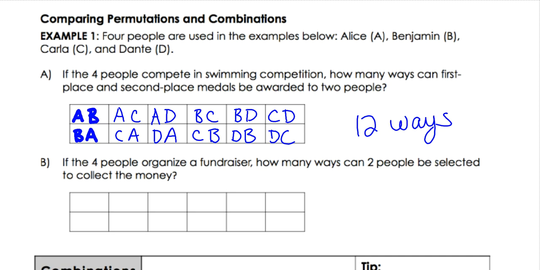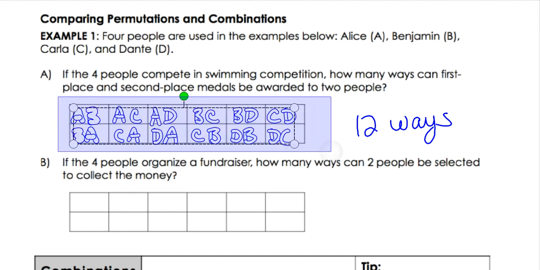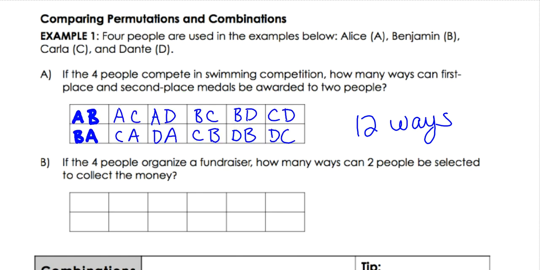So if the 4 people that we're talking about organize a fundraiser, it's asking how many ways can 2 people be selected to collect the money. So 2 people are going to be in charge of collecting the money. In this case, those same combinations can happen again, but this time, if Alice and Benjamin are collecting the money, that's the same thing as Benjamin and Alice collecting money.